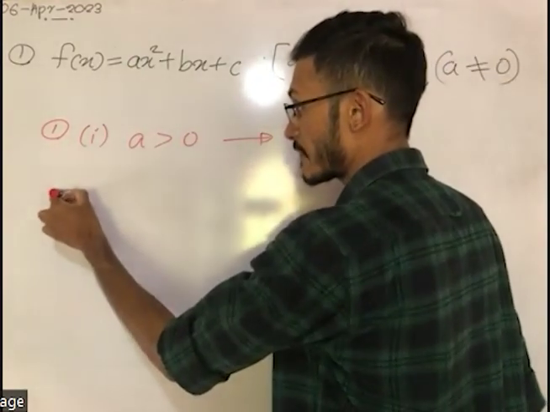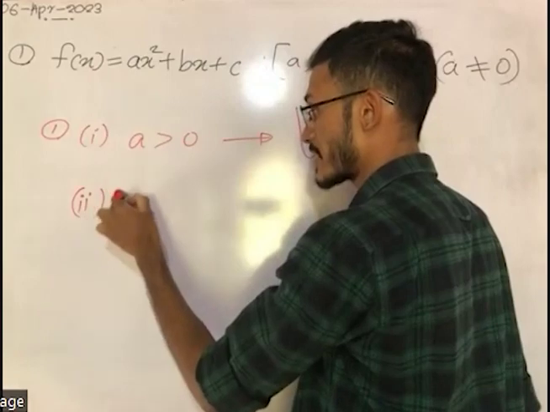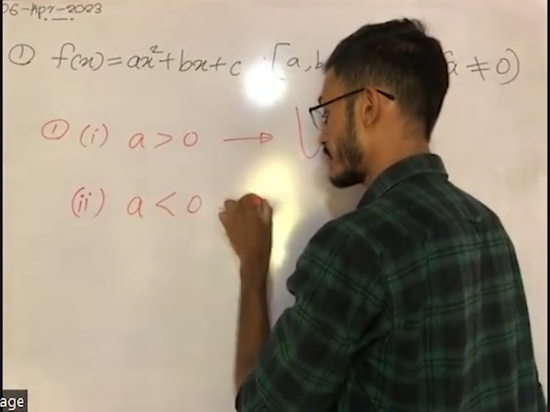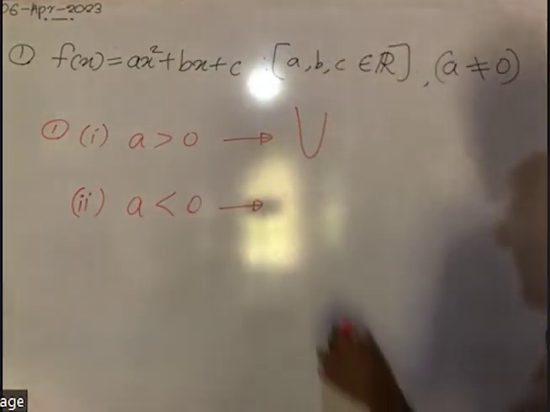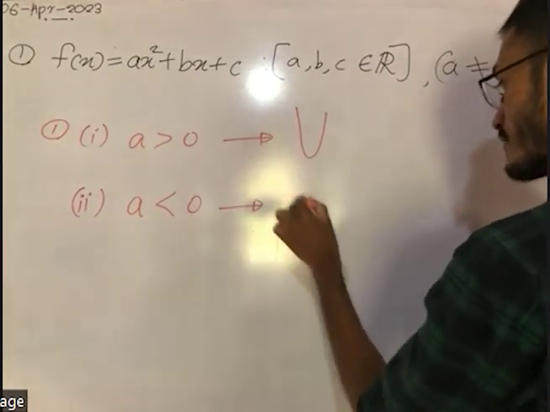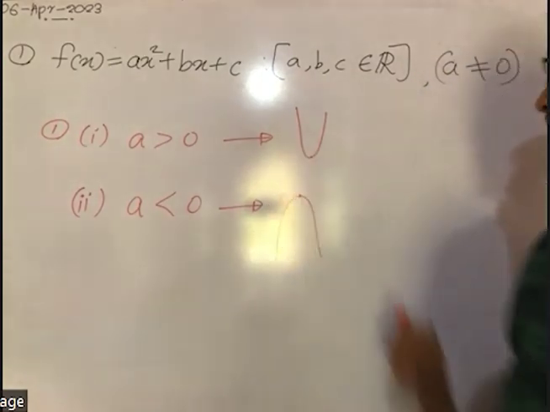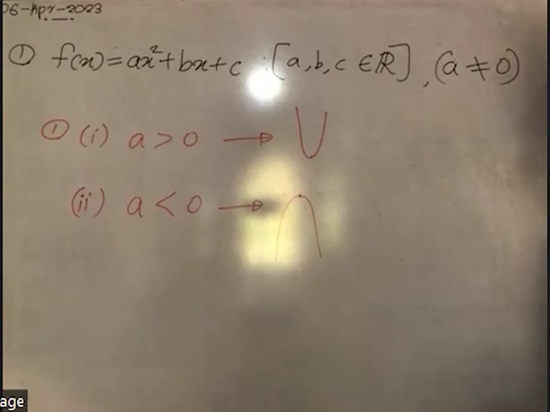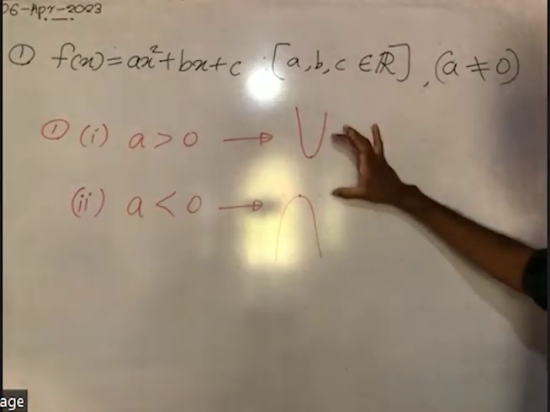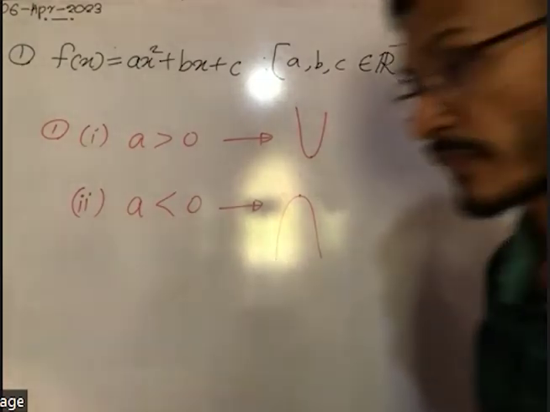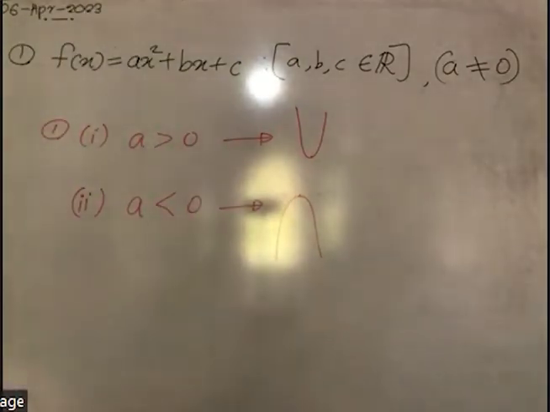Next, if the coefficient of the x squared term is less than 0, that means if it is a negative number, then the quadratic function has a maximum value. The quadratic function has a maximum value, right? So those are the things we explained previous week, right?